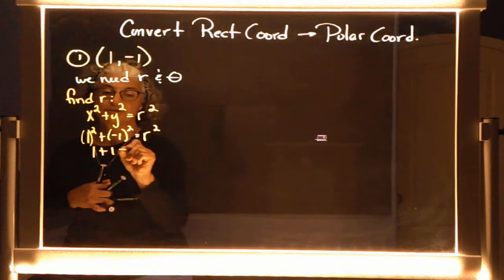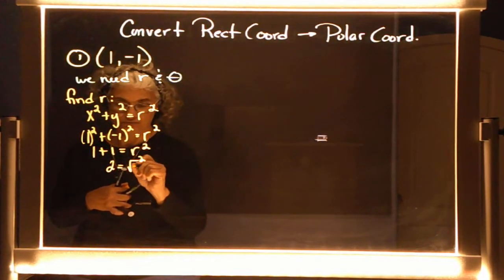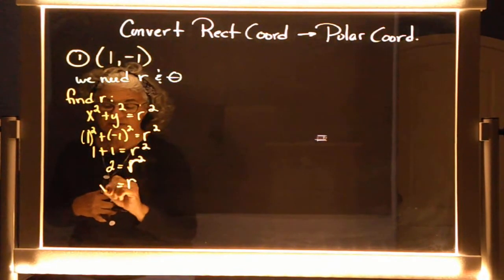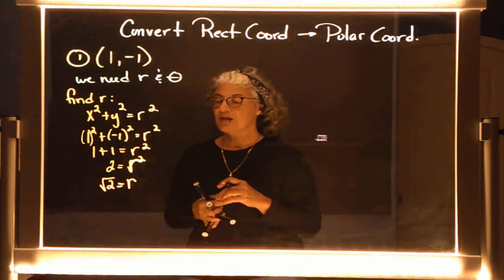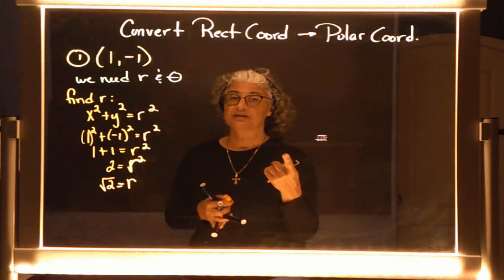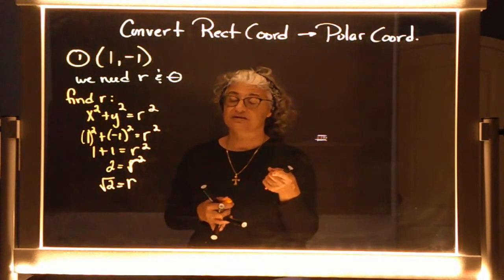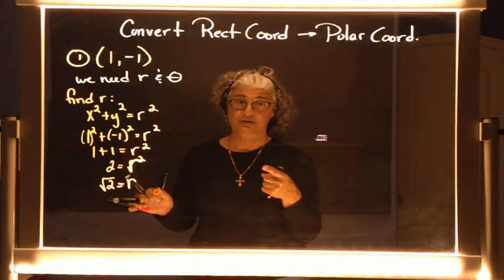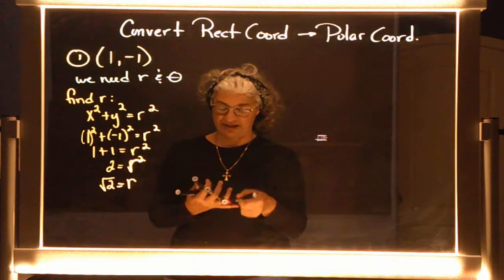So we have 1 plus 1 equals r squared. We have 2 equals r squared. That's an r. Sorry about that. Which means r equals square root of 2. Now remember, you take the square root, you get 2 answers. But r is a distance, and that's supposed to be positive. So remember that. So r is always a positive answer. So square root of 2. Got it? Okay, now I need to find theta.